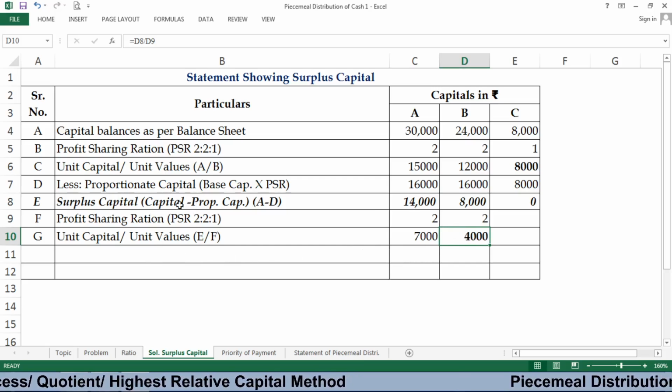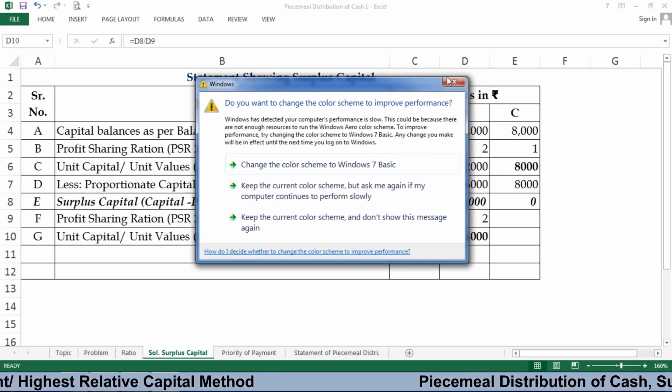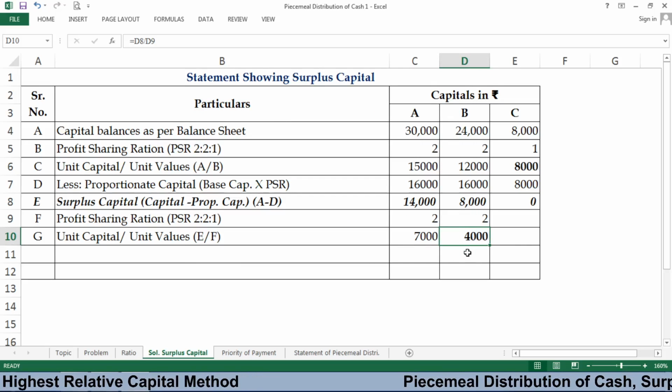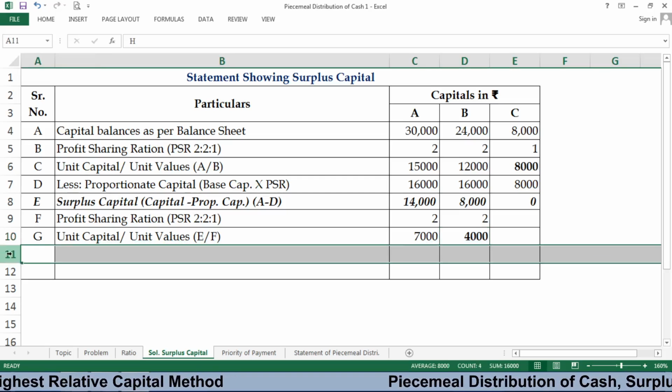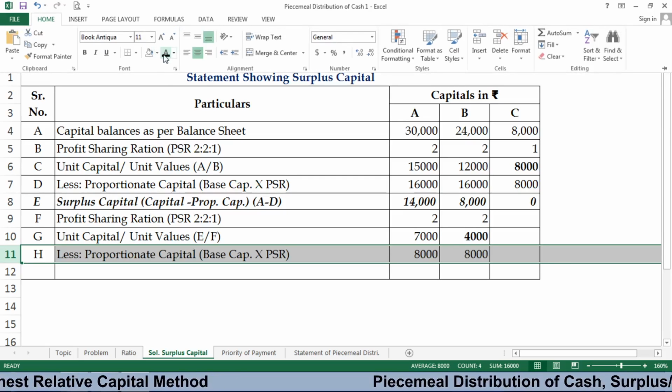So now we will calculate the proportionate capital. The equation of proportionate capital is base capital into profit sharing ratio. So here base capital is 4,000 and Mr. A's ratio is 2. So 4,000 into 2, it comes here 8,000 and 4,000 into 2, again it comes to 8,000. Let's see what is the solution. Here you will find the proportionate capital, that is 4,000 into 2, 8,000 and 4,000 into 2, 8,000. So in both partners' case, the proportionate capital is 8,000, 8,000.